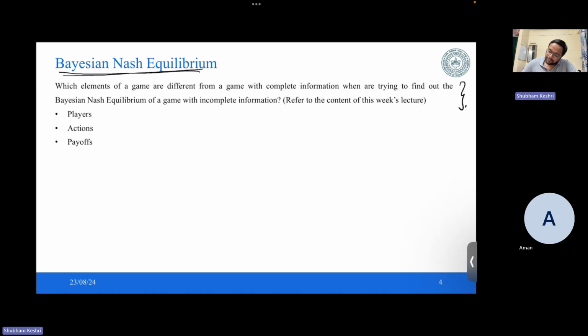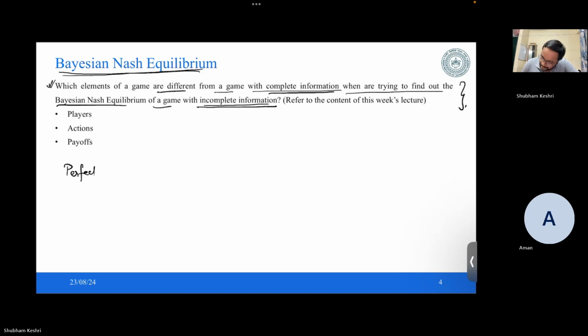Okay, so we will see what this question is about. It says, which of the elements of the game are different from a game with complete information when we are trying to find out the Bayesian Nash equilibrium of a game with incomplete information. So you see these terms, complete information and incomplete information, are new in this section. Earlier, the professor has talked about perfect information and imperfect information.